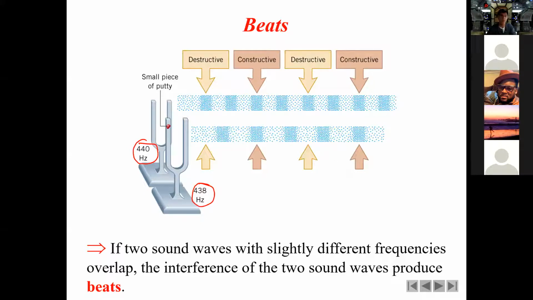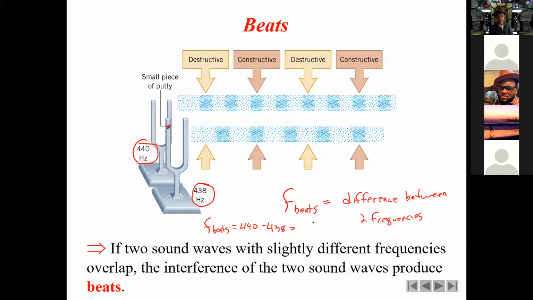And the frequency of the beats, very simple equation, is just equal to the difference between the two frequencies. Difference between the two frequencies. So for example, if this is 440 and this is 438, my frequency of the beats would be 440 minus 438. It would just be 2 hertz.